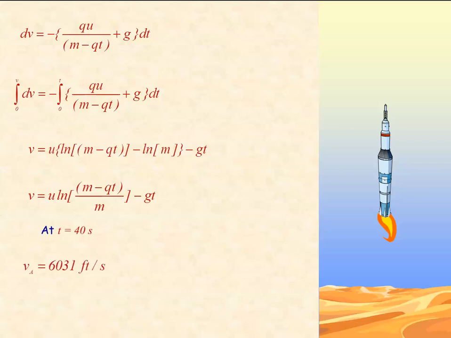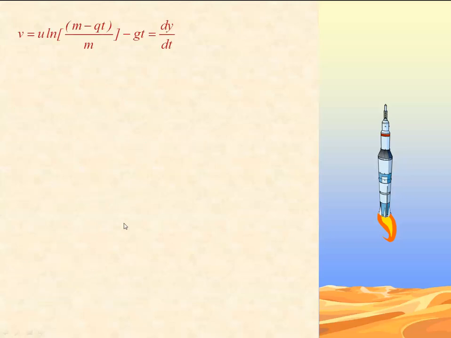At t equal to 40 seconds, you plug your numbers in right there, and you'll find that the velocity you have at the end of the first 40 seconds is 6031 feet per second. This is needed later. So, all right, now we have that right there. Again, going back, this was the velocity expression before we plugged in a time.